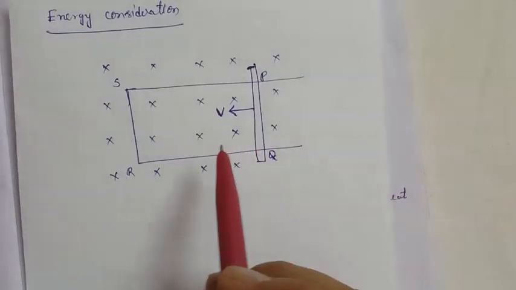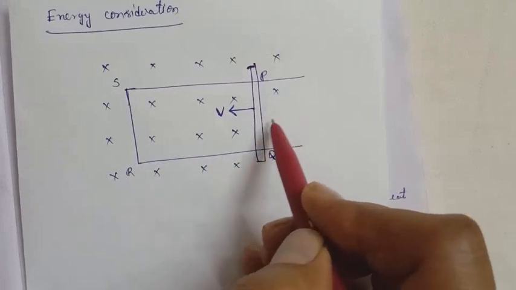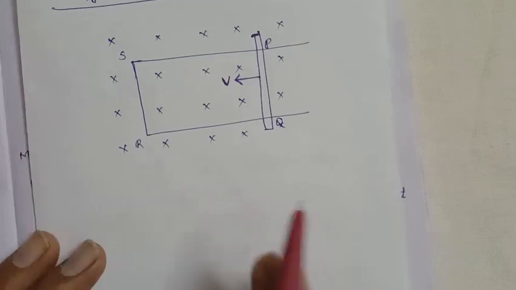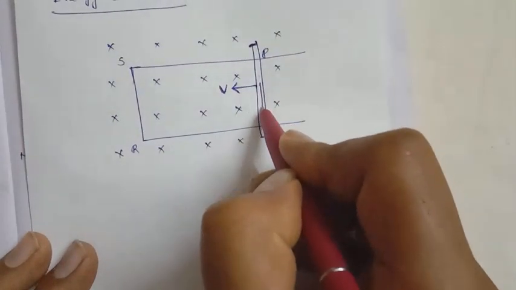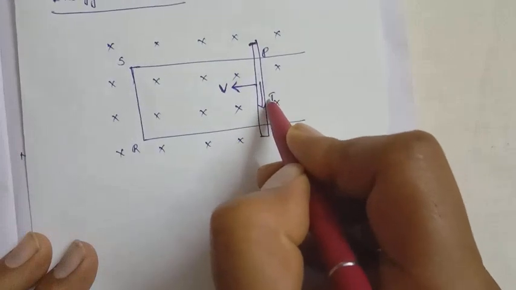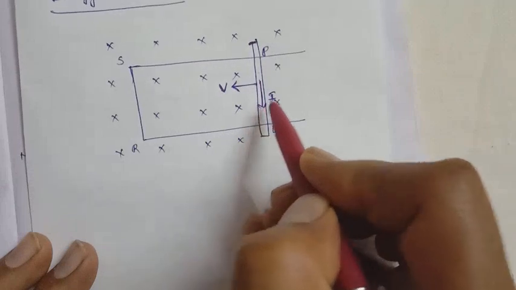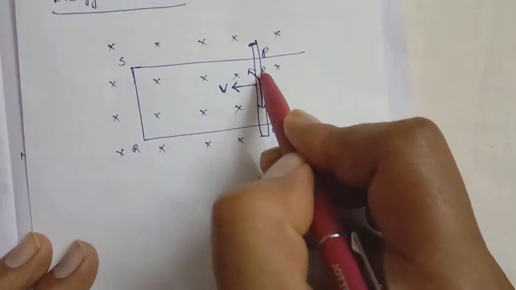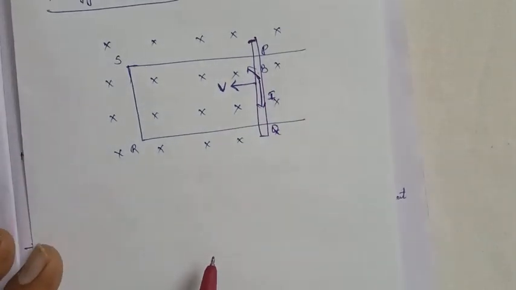So here you have to apply the force in this direction, but there is a force in the opposite direction. Observe this diagram clearly. This is the direction of the current I, and this is the direction of your magnetic field, into the page. Then what is the direction of the force?